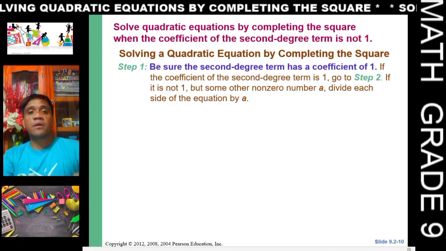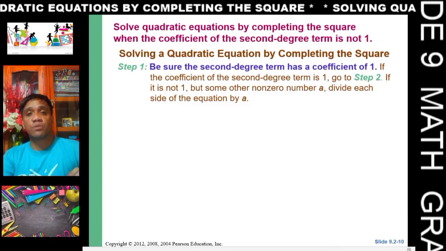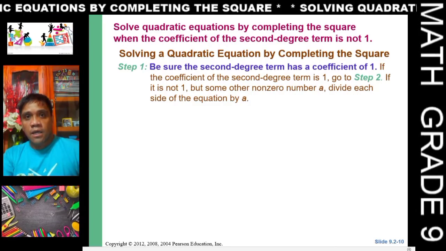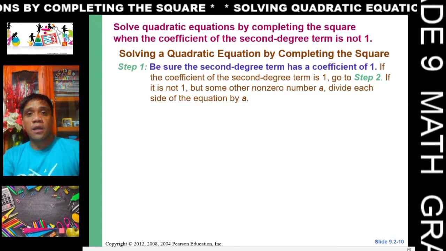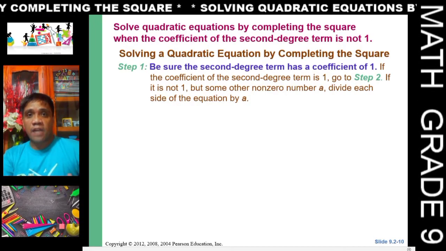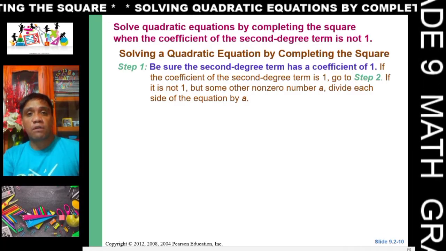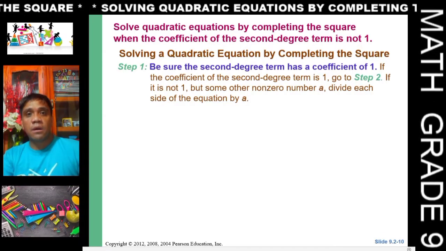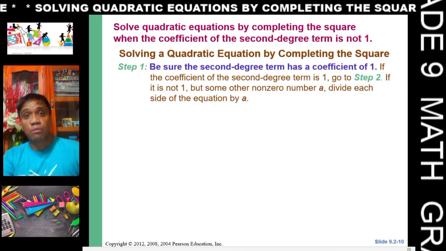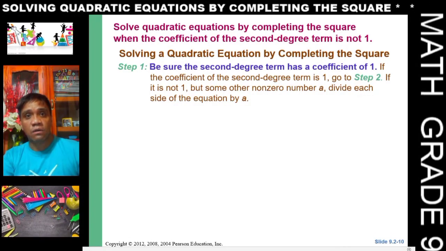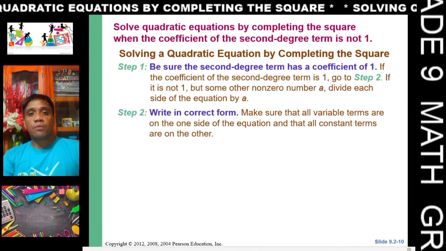First step is we are going to be sure that the second degree term has a coefficient of 1. Since it is not equivalent to 1, we have to make it 1 as we go through. Whatever the numerical coefficient of the quadratic term, divide by its numerical value. That is how the process takes place. Then proceed to step 2.